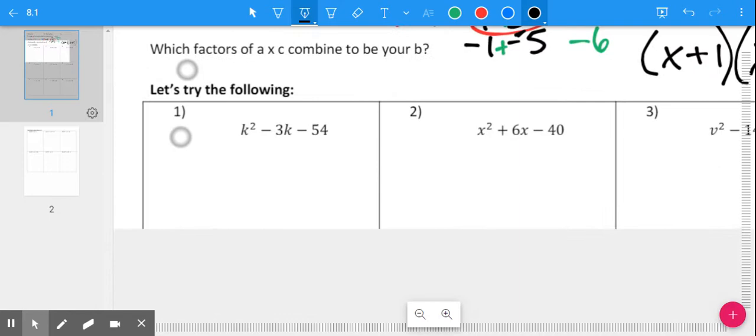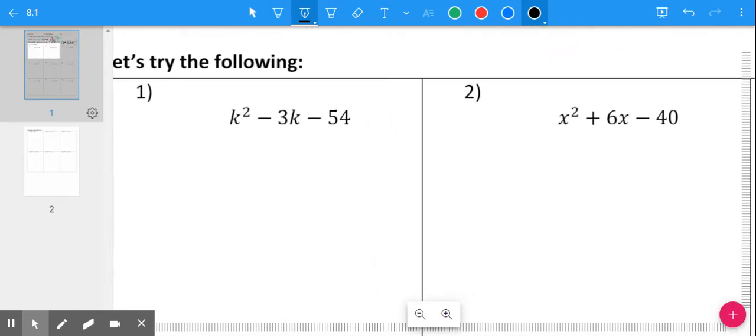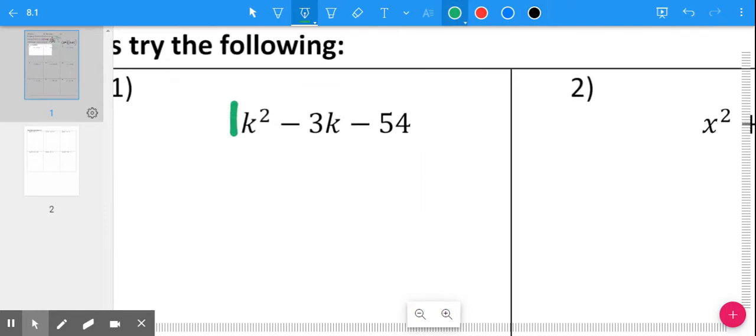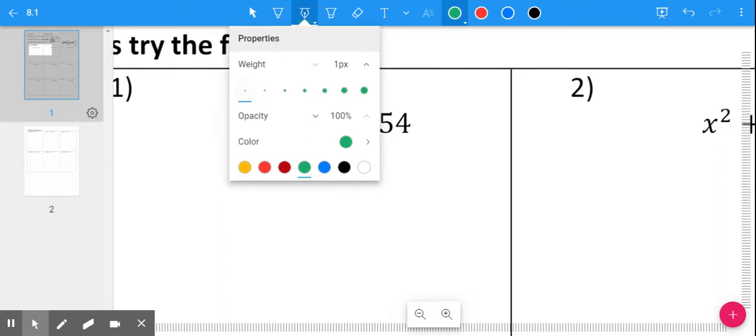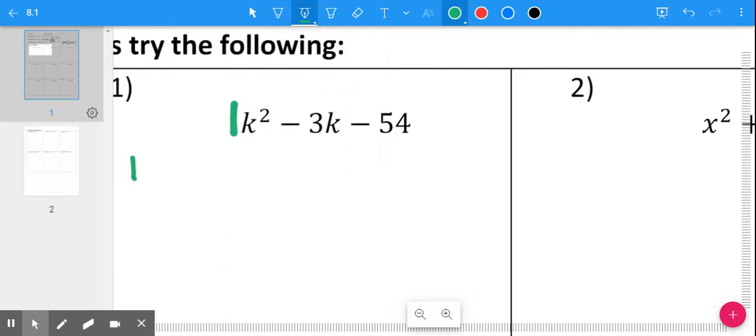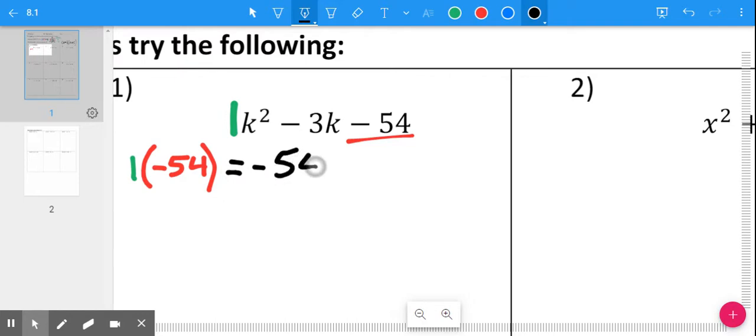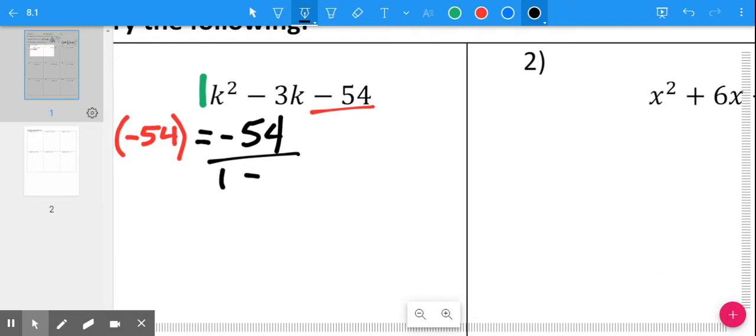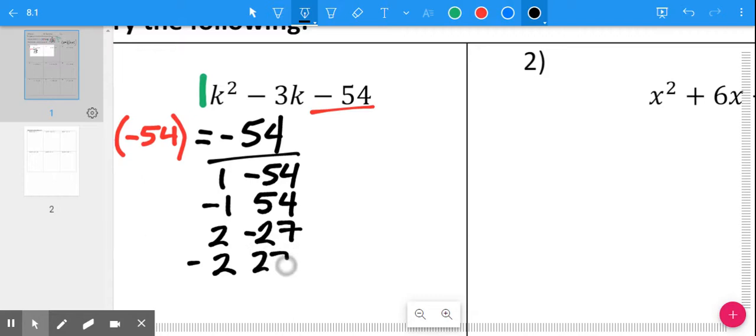So if we look at another one, we have this one, k squared minus 3k minus 54. So again, your implied 1 is at the front. So if we're going to list all the factors of a times c, we have a, there c is negative 54. So a times c equals negative 54. So all the factors of negative 54, we have 1 times negative 54. We have negative 1 times positive 54. 2 times negative 27. Negative 2 times positive 27.